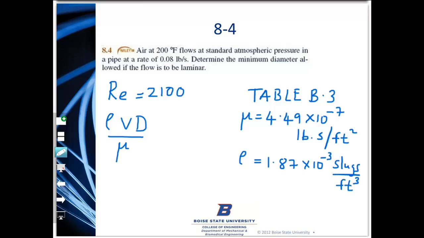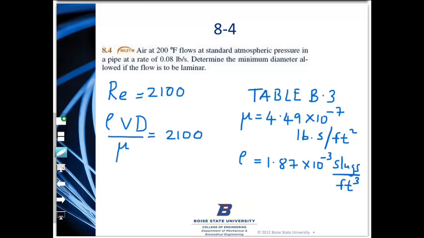per cubic feet. You can actually find density in another way if you wanted. You know that it's standard atmospheric pressure, so you can use the ideal gas. So P equals rho R T, okay, and you can find rho from there as well if you wanted. You should get the same density though, either way. Anyway, so this number should be equal to 2100.